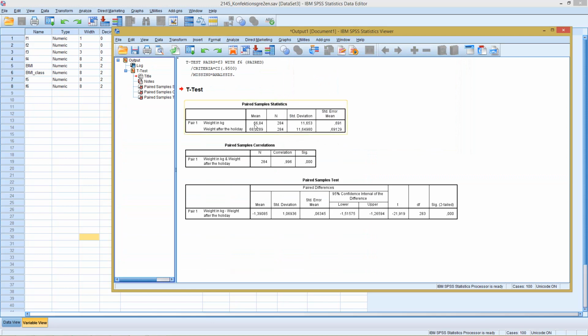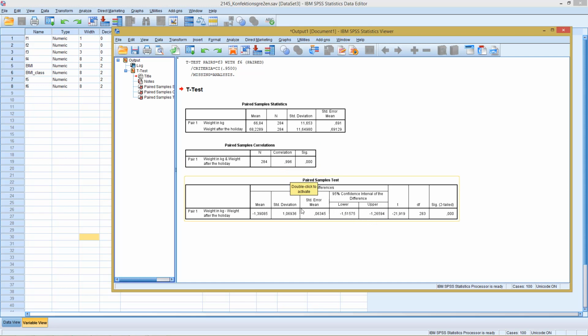We get here the two means. We see weight after holiday is larger than normally. We also get a correlation between those two of 0.996, so highly correlated, a significant correlation going on, meaning they actually show some similarities regarding how they develop, so the structure is basically the same before and afterwards.